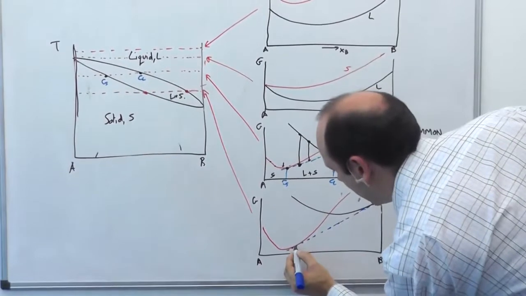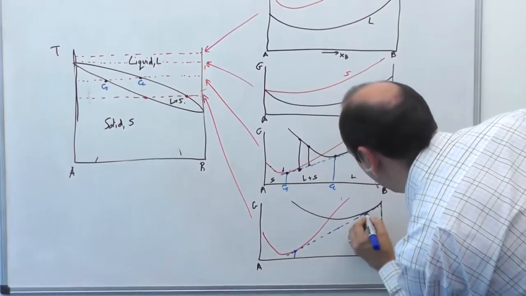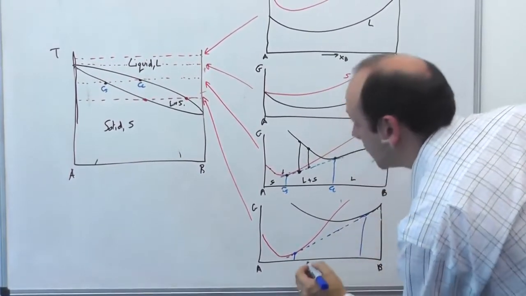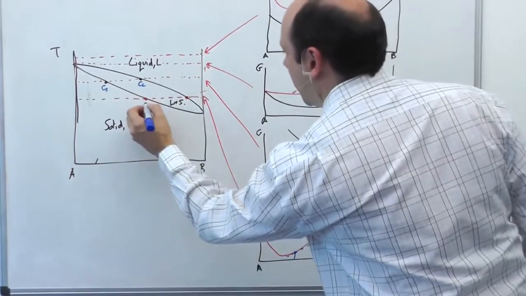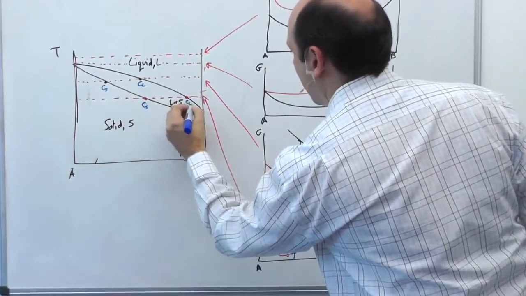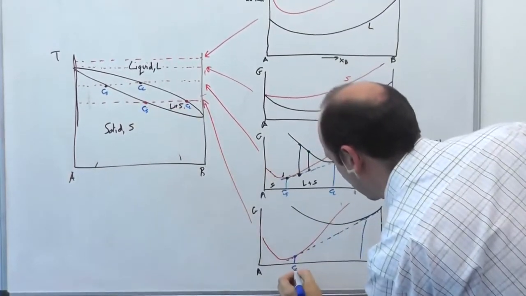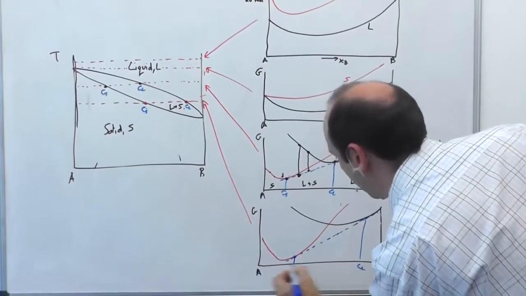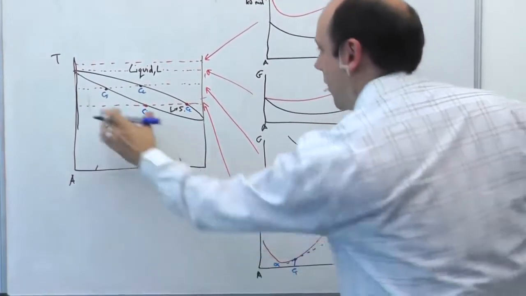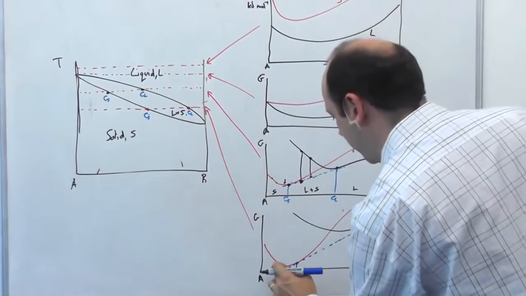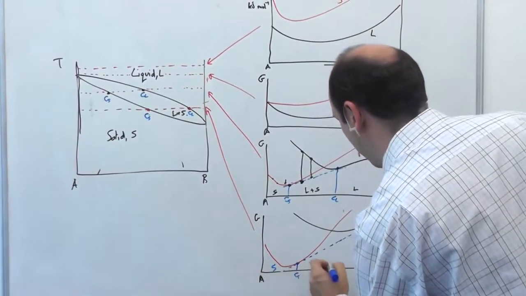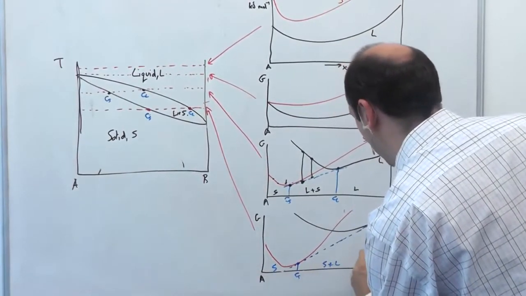So it's here and here. So those are our two compositions. That's our CS now and our CL there. And that's our CS and our CL. And we've got a wider region of solid phase. We've got a solid plus liquid region. And we've got a liquid phase region.